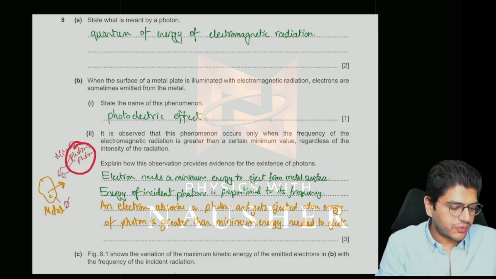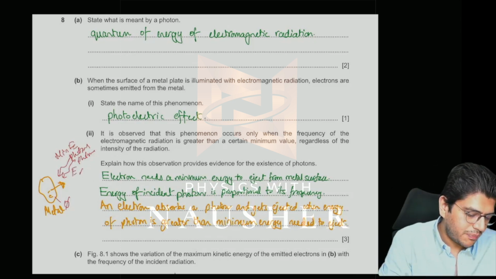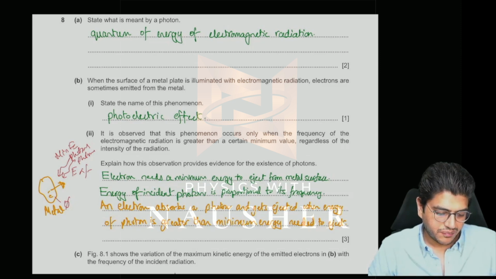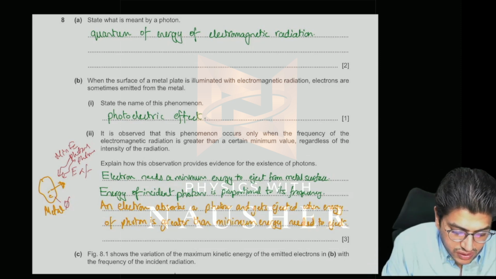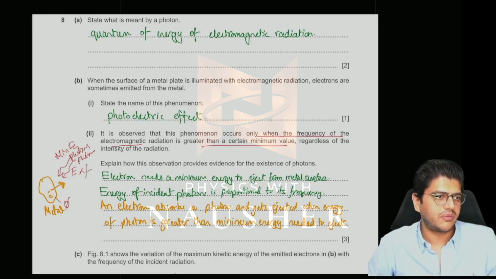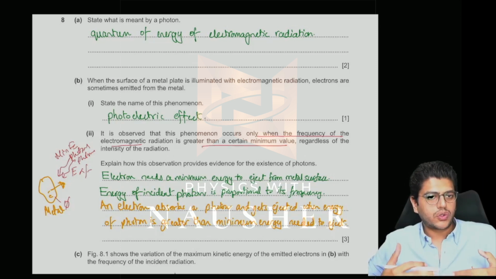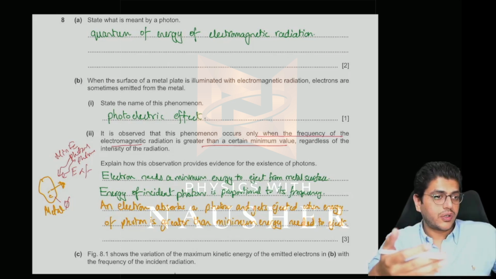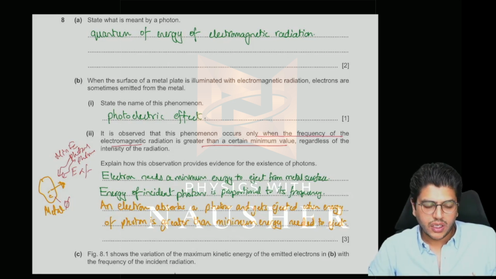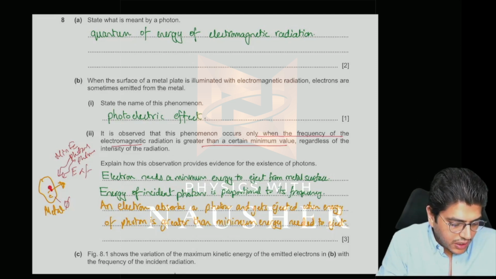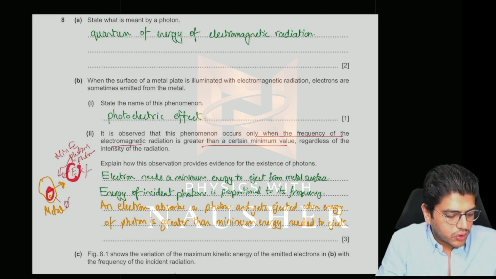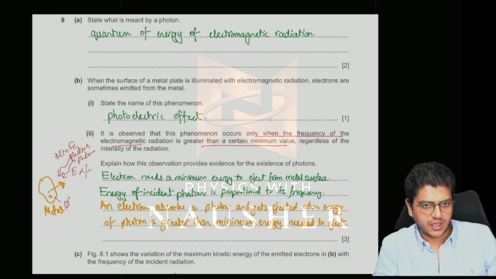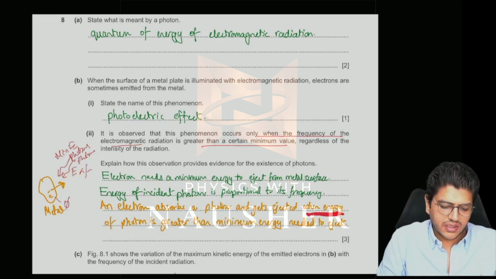Now the energy of this photon is dependent on its frequency. So it is observed that this phenomenon occurs only when the frequency is greater than a certain minimum value. The energy of a photon is proportional to its frequency. The higher the frequency, the higher the energy of the photon. So when the electron absorbs this photon of very high energy because the frequency is high, it gets ejected.